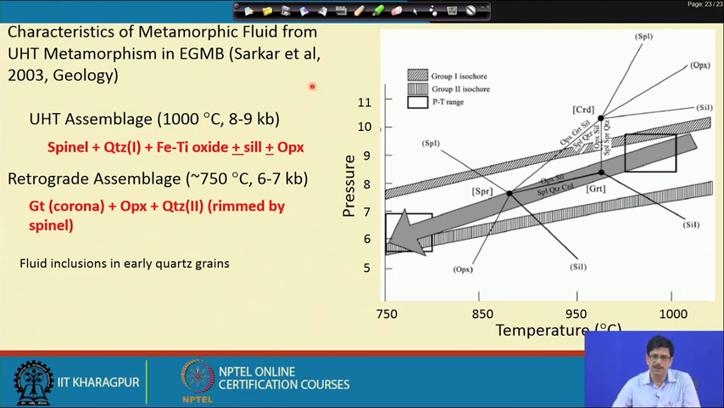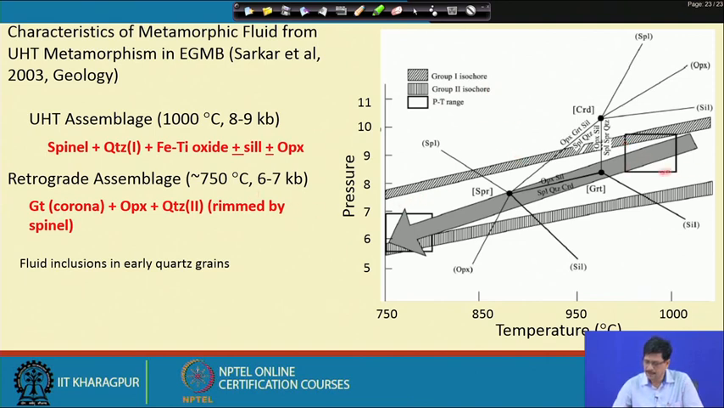I would like to cite one important piece of work in this context, which was done in the Eastern Ghats metamorphic belt by Sarkar et al. This reference also is provided. Without getting into much detail of the phase petrology part of it, we can still concentrate on what important conclusions were drawn from the fluid inclusion data.